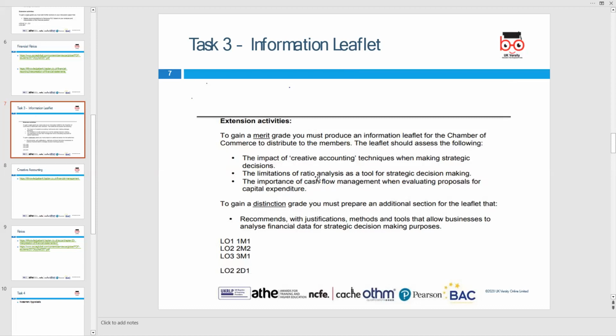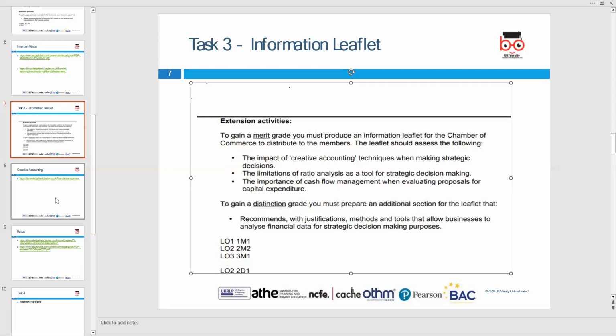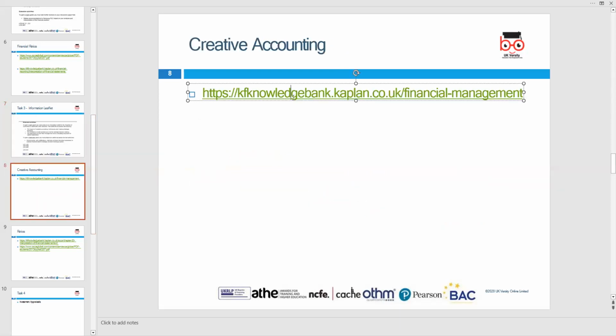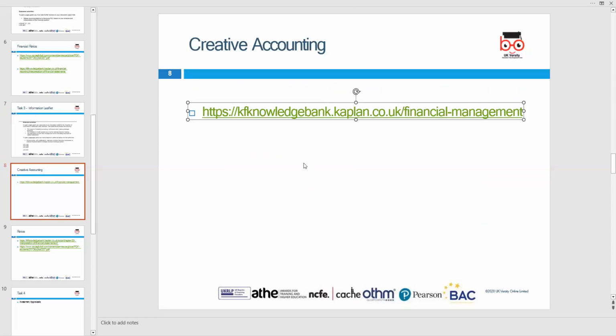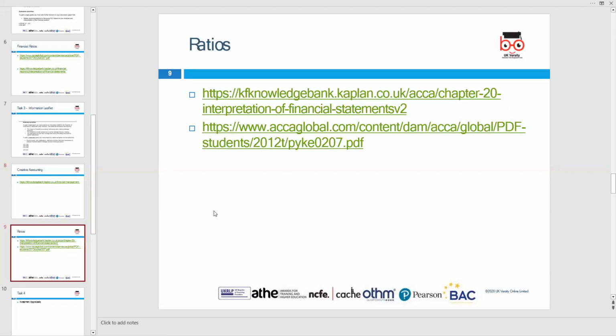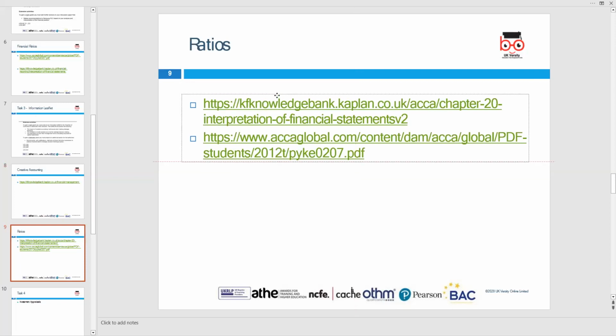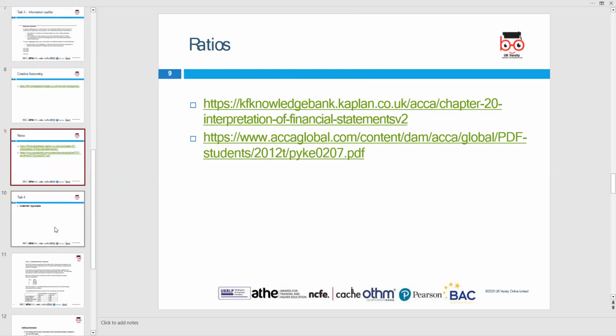Okay, the ratio analysis, and you compare the cash flow. So there are three tasks within this particular task, and you can use kaplan.co.uk financial management, and you can use their creative accounting material and find out from there. Or there are some things on ratio analysis, and you look at these. Cash flow and ACCA, or you can pick up your ratio analysis from these examples and so on.